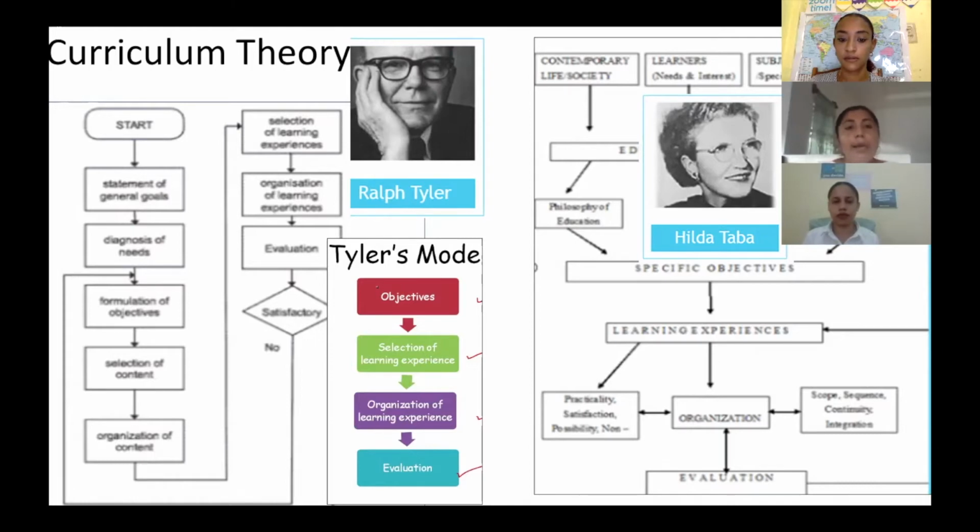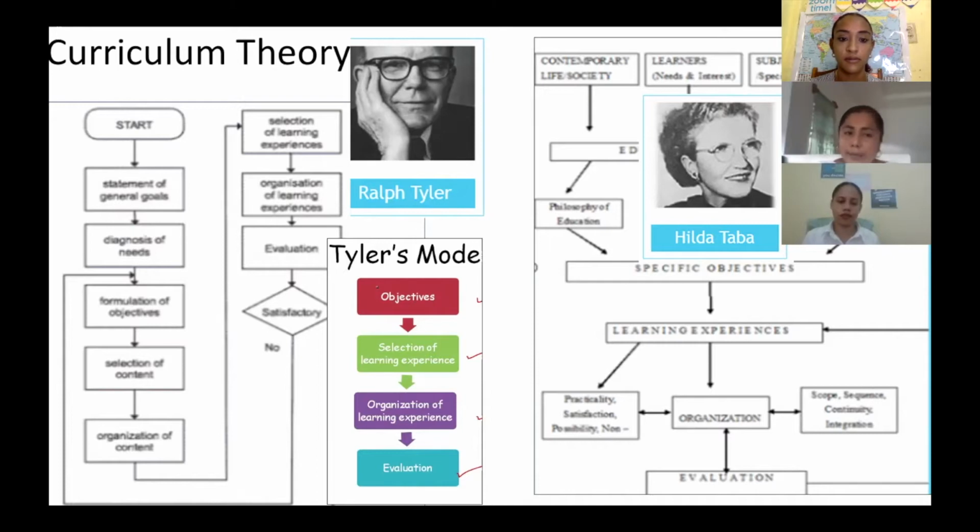What do we mean by the linear approach? The linear approach is simply a model that has a start to an end. It goes in a process, a set of procedures, all the way to the end. If the objectives are met, then implementation of the curriculum happens. If the objectives are not met, they go back for revision at the objectives level.